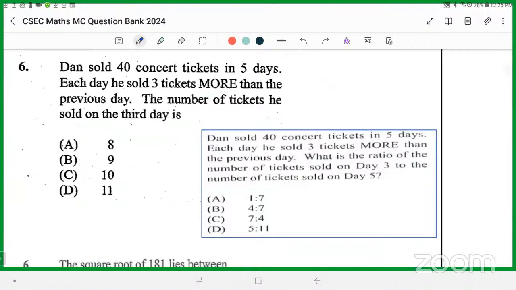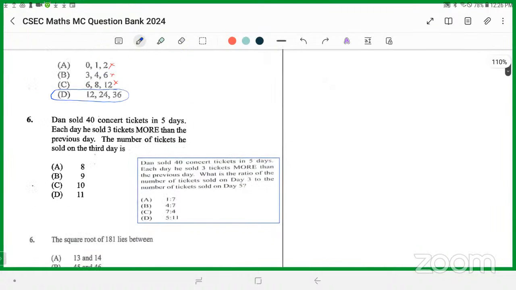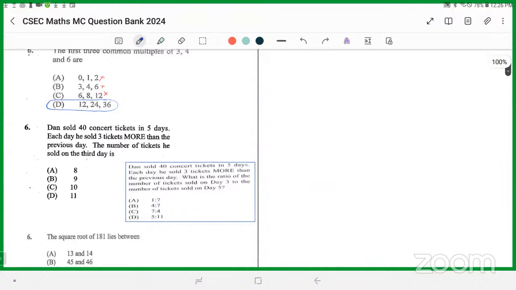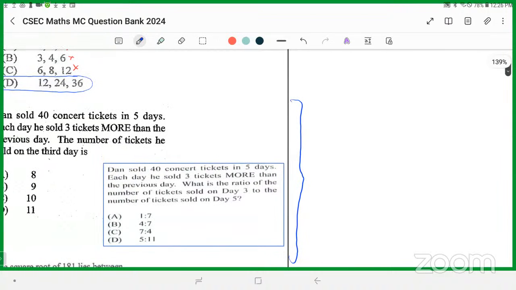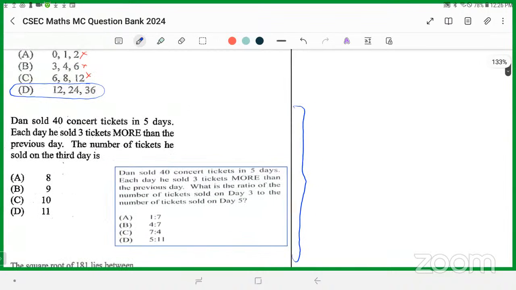So I think a good method to solve this question, let me put it over here. He says he sold a total of 40 tickets, right? So when I say day 1 he sold X tickets, day 2 he sold X plus 3. Next day he sold 3 more, X plus 6. Then the next day he sold X plus 9. How many days? 5 days. Next day he sold X plus 12. That's the total number of tickets that he sold. I build it up like that to work it out.